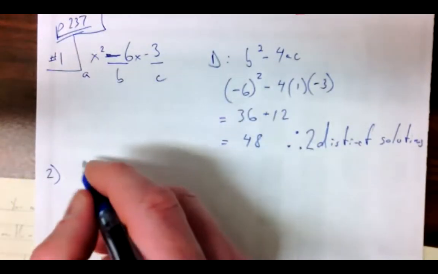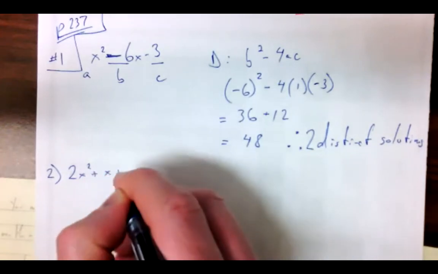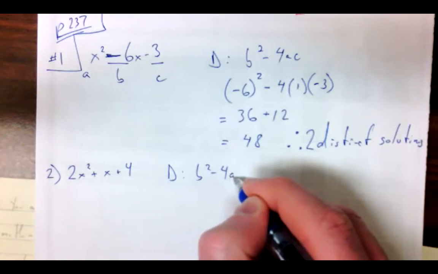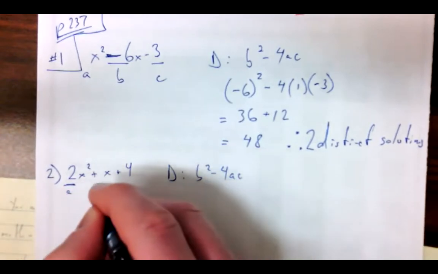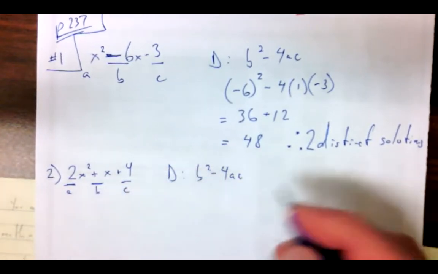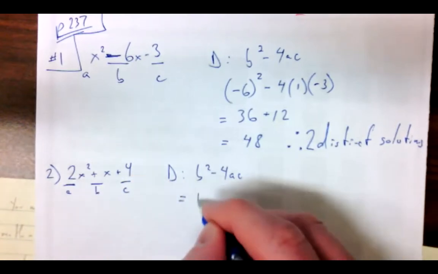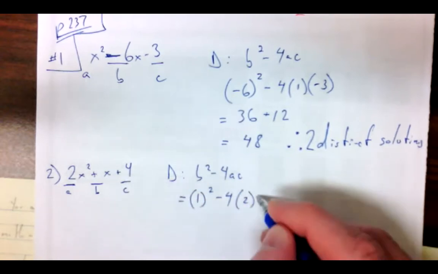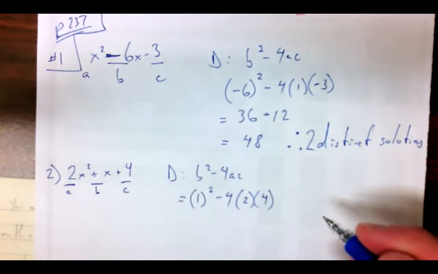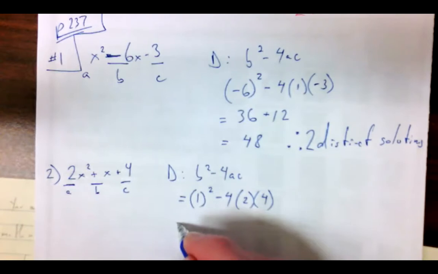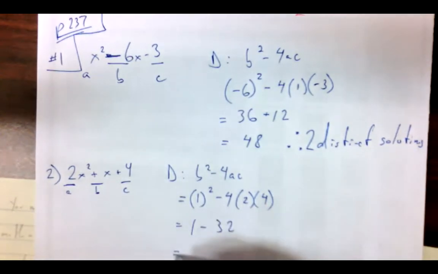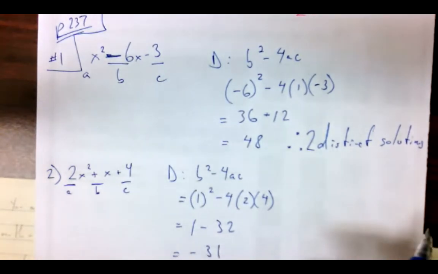Number 2: 2x squared plus x plus 4. The discriminant, b squared minus 4ac. And remember, this 2 is a, plus 1 here is b, and plus 4 is c. So b is 1. We can all do that. 1 squared minus 4 times a, which is 2, times c, which is 4. Some of you might already see where this is going. We're going to have 1 minus a big number, so a negative number here. 1 minus 4 times 2 is 8. 8 times 4 is 32, minus 32, which equals negative 31. Give me a second to write that down.